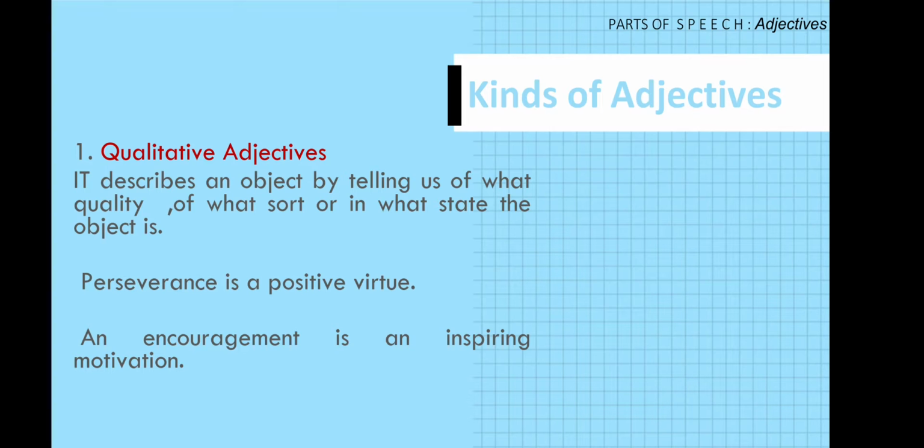So qualitative adjectives describe an object by telling us what quality or what sort, in what state the object is. Usually, it gives us adjectives that are based on observations. For example, perseverance is a positive virtue. What quality of virtue? A positive one. Okay, so it's a quality. And encouragement is an inspiring motivation. So we have your adjective inspiring. Miss, I thought ing has something to do with adverbs. Class, please see the function of the word in the sentence. So qualitative adjectives tell us what quality or sort or state an object is.